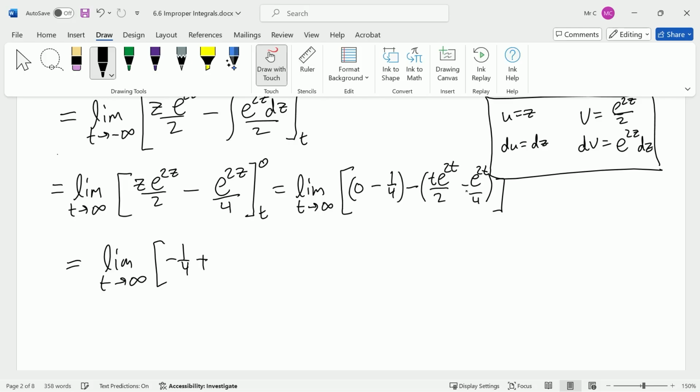So I distribute this negative, and since this term becomes positive, I'll now write that first. e to the 2t over 4 minus t e to the 2t over 2. Okay, so it's not super clear whether this integral exists or not yet. So we've got to see if we can make that work.